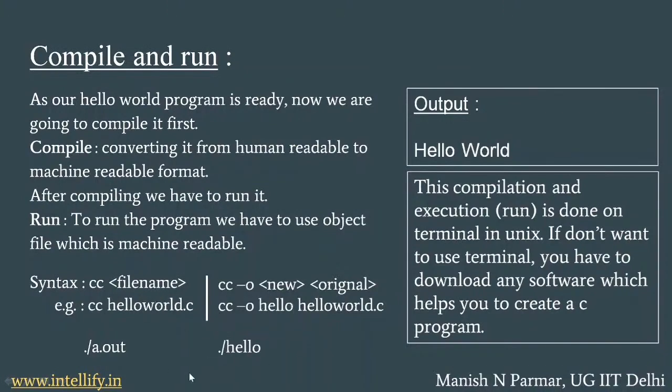After this is given, it shows us an output on our display. After performing this task, you will see an output like hello world, simply like this, on your output screen. So compiling and executing, meaning running my program, is done on the terminal in Unix. And if you don't want to use the terminal, then you have to download any software that supports and helps you to create a C program.